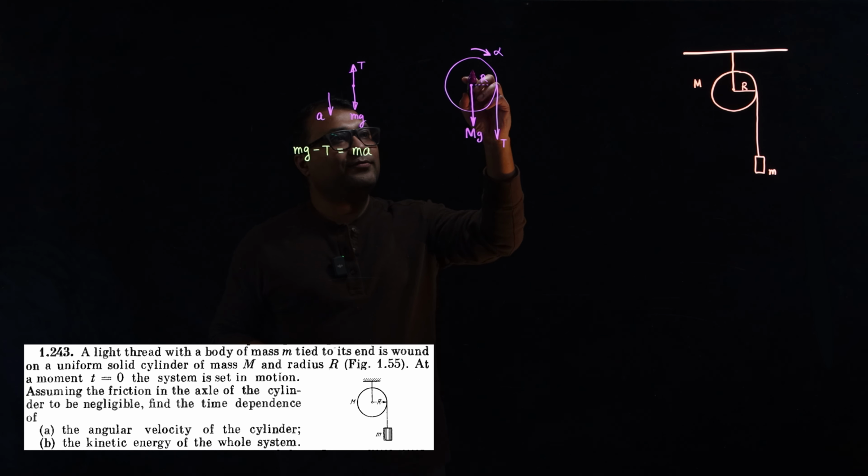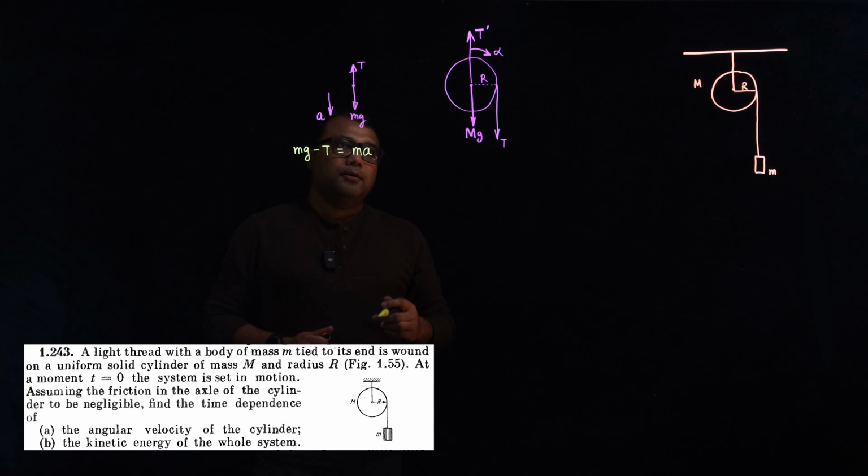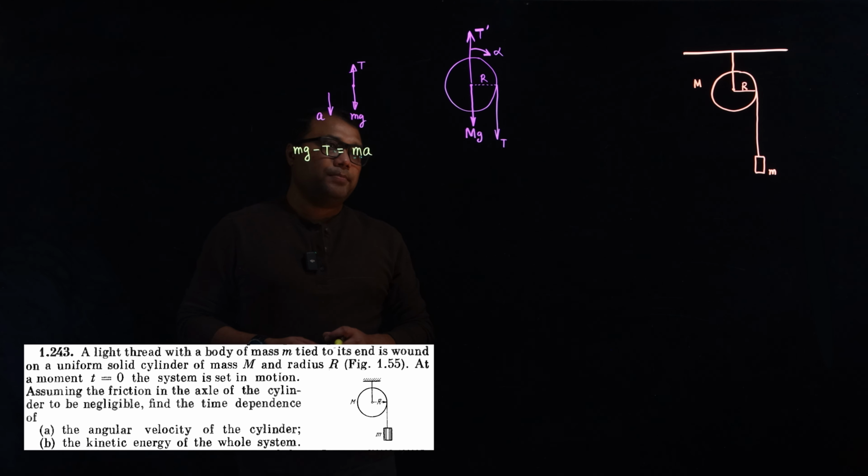So this tension T dash supports capital Mg and T. So that's the reason the cylinder is not moving up and down. Okay, so that is one thing that you will have to remember. But we are not interested in the translational motion for that. We will only take the rotational motion.